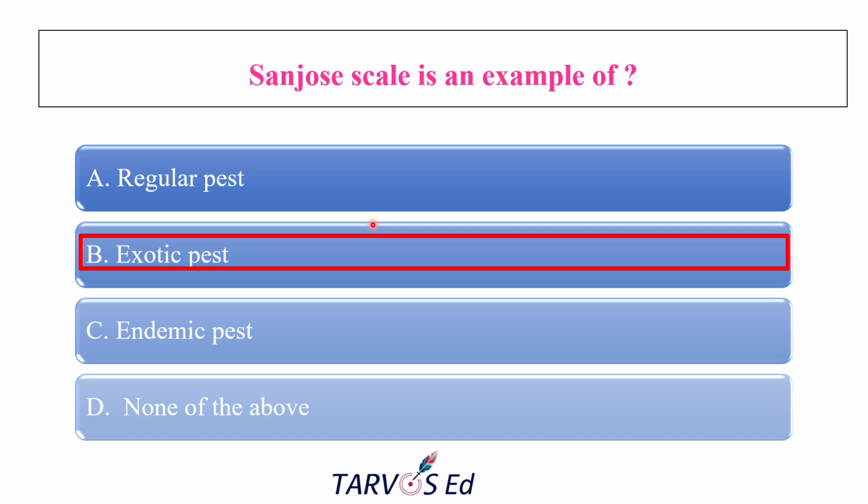Okay. And an endemic pest is usually confined to a particular area and native to that area, right? San Jose scale is not native to India, right? It spread from China to the US and from the US to India. So it's not endemic. Then none of the above is also given as an option. So the correct answer is exotic pest.